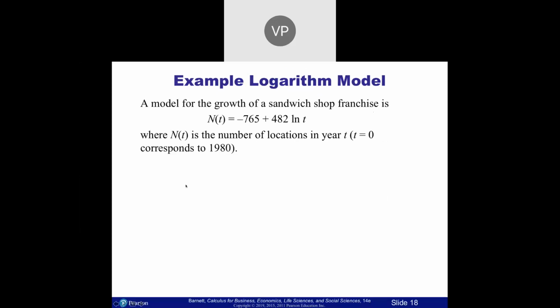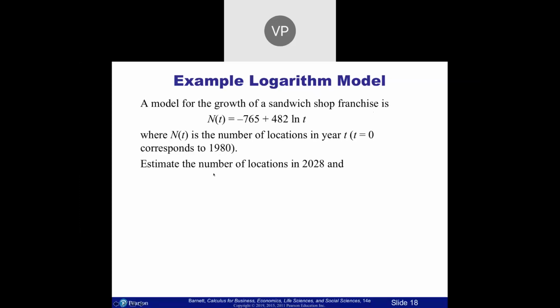All right, we have a model for growth of a sandwich shop franchise that is N of t equals negative 765 plus 482 natural log of t. N of t is the number of locations, and the year 0 represents the year 1980. Just to make sure we're clear on this one, 0 is 1980. Pretend that's when the shop was founded. When it's 1981, t is 1. When it's 1990, t is 10. Here, we're in the year 2022, so t is 42. It's how many years past 1980 is your t.